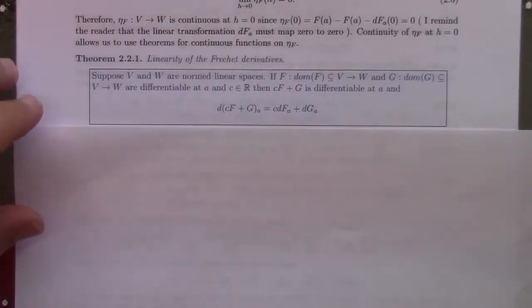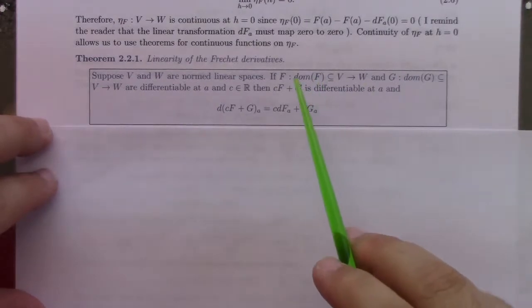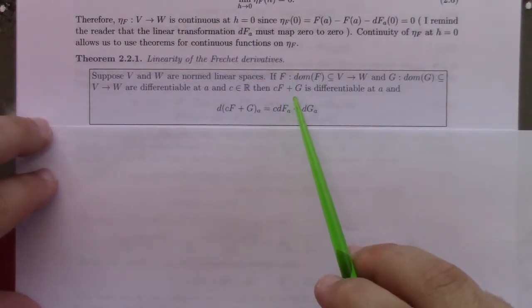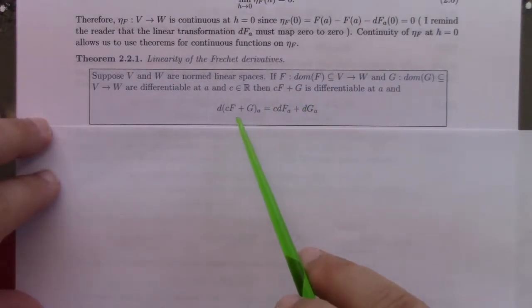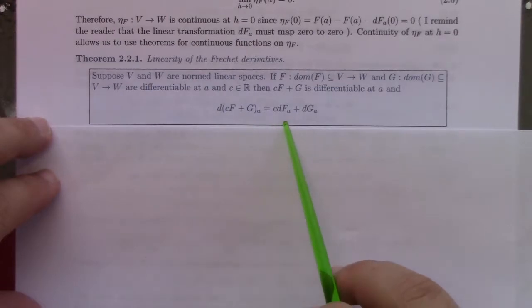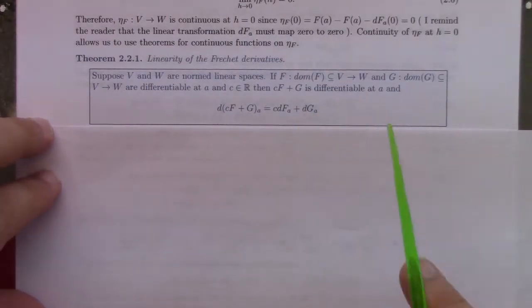Alright, so let's begin again here. Theorem: linearity of Fréchet derivatives. Basically, what I'm going to argue here is that if we have f and g differentiable at a point, then cf plus g is also differentiable, and this is the relation between the differentials.